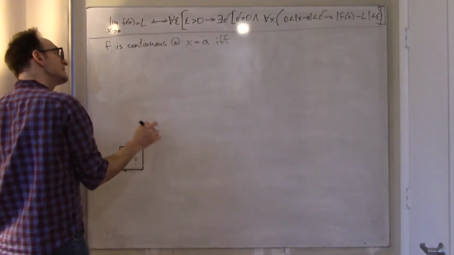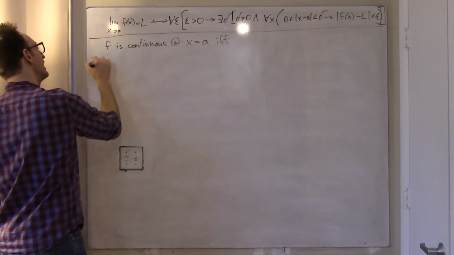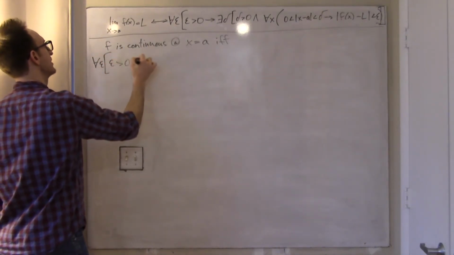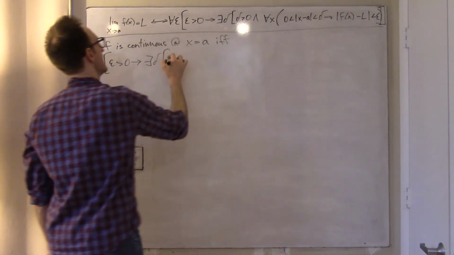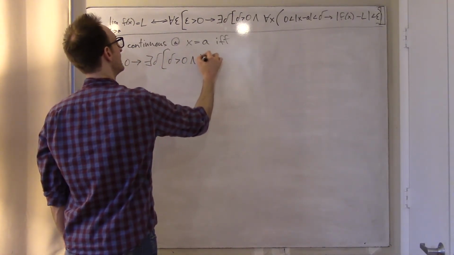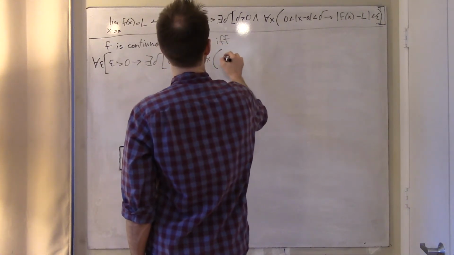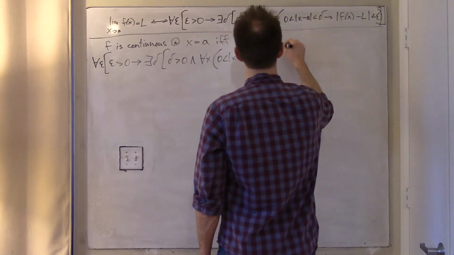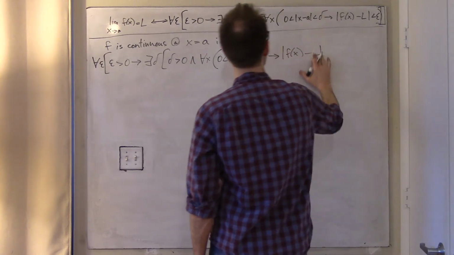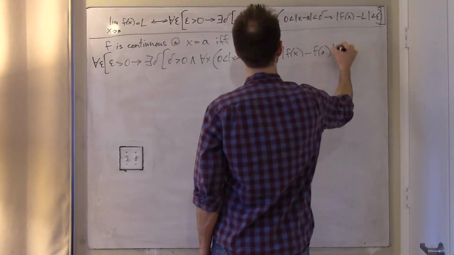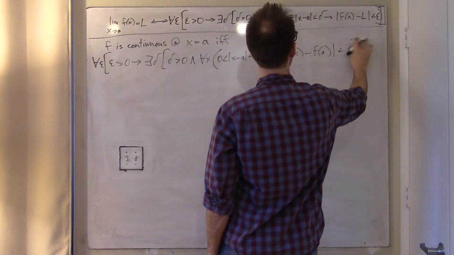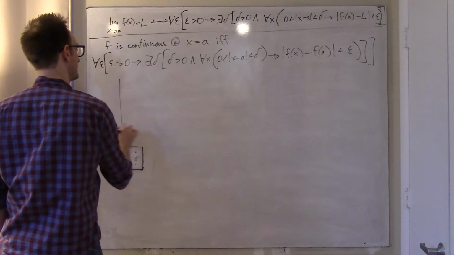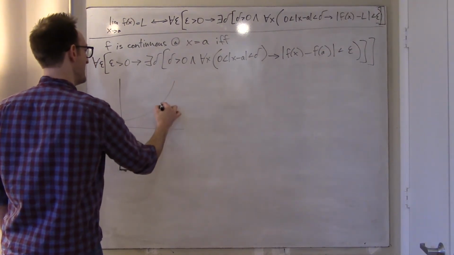So, f is continuous at x equals a, if and only if, for all epsilon, if epsilon is greater than zero, then there exists a delta, and delta is greater than zero, and for all x, if the distance between x and a is less than delta, then the distance between f of x and L, no, but now L is f of a, is less than epsilon. And here the picture is something like this, you will recall, so that's a.